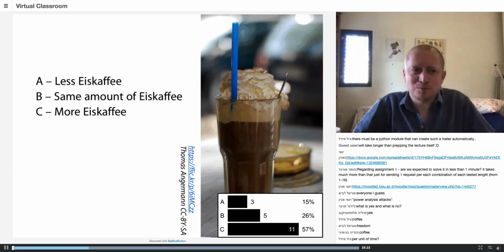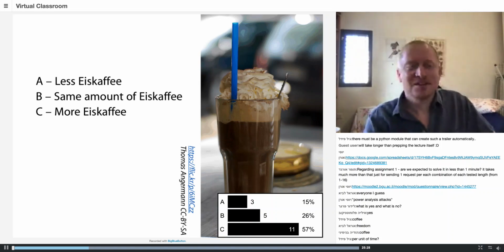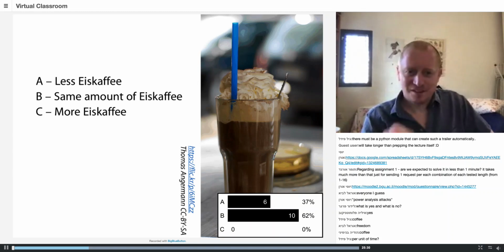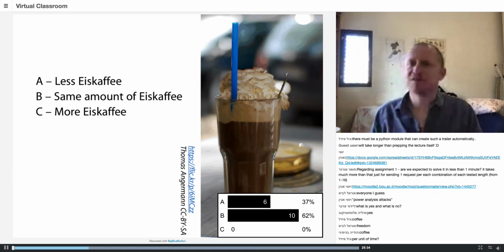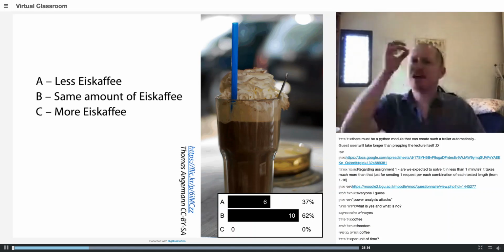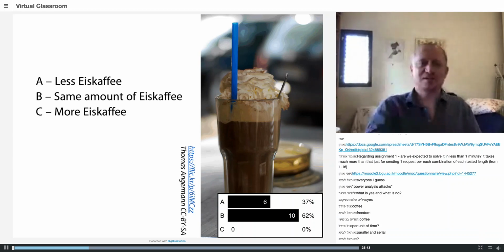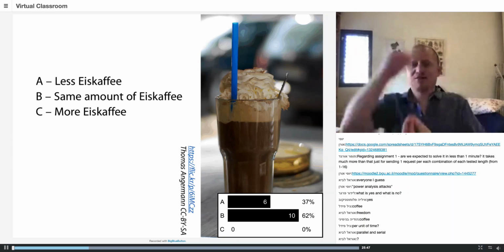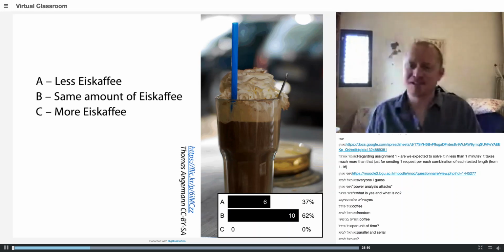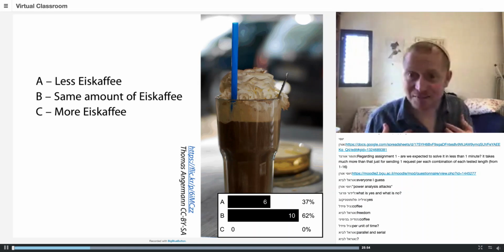What are your opinions here? So actually, most of you think that you're going to get the same amount of ice cafe, and I don't agree with you, because I'm going to have to fight twice as much resistance per unit of time, from the friction inside the straw, and from the gravity of the ice cafe pulling it down. So I think that I'm going to be getting less ice cafe.